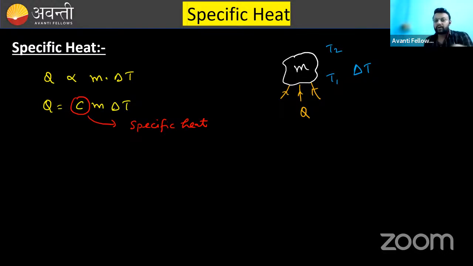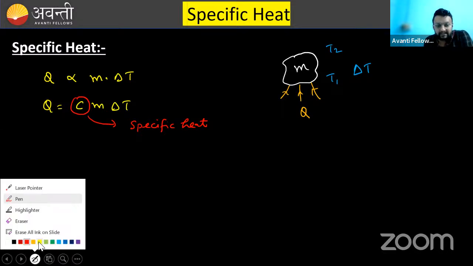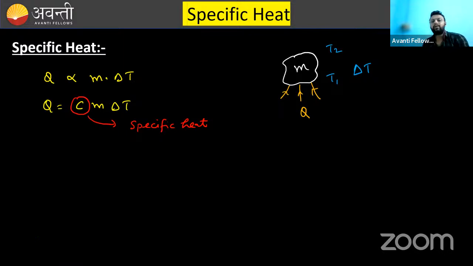So what is important from this simple term is that you need to remember this formula: Q is equal to CmΔT. C is specific heat, m is mass, ΔT is the temperature rise, or in some cases temperature fall when Q is rejected by the system. So there is no issue with that. Q is equal to CmΔT, C is specific heat. From this term, I am going to define C.